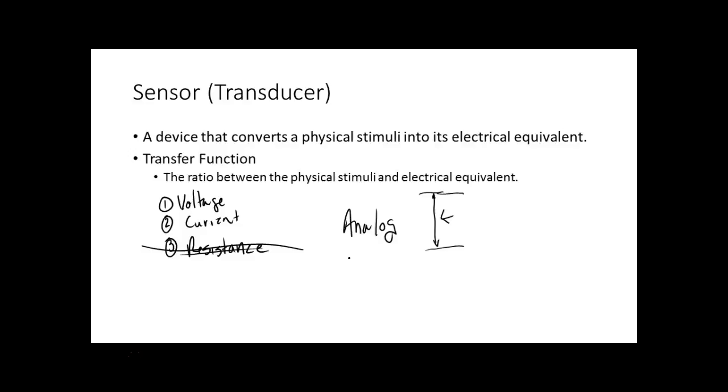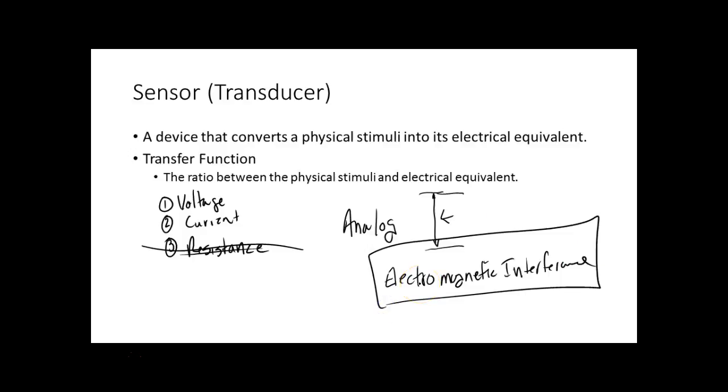Also, voltage is susceptible to EMI. What's EMI? Electromagnetic interference. So anytime we have a metal conductor, and then I pass a magnetic field through that metal conductor, it's going to do what? It's going to induce a voltage into that conductor. So using voltage was very susceptible to EMI.